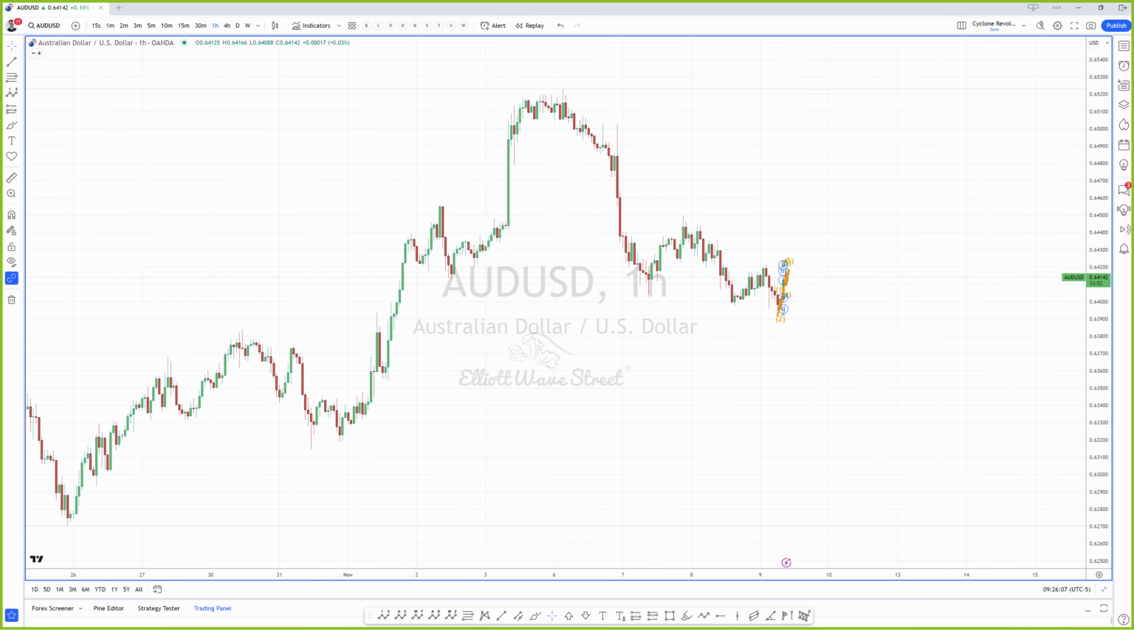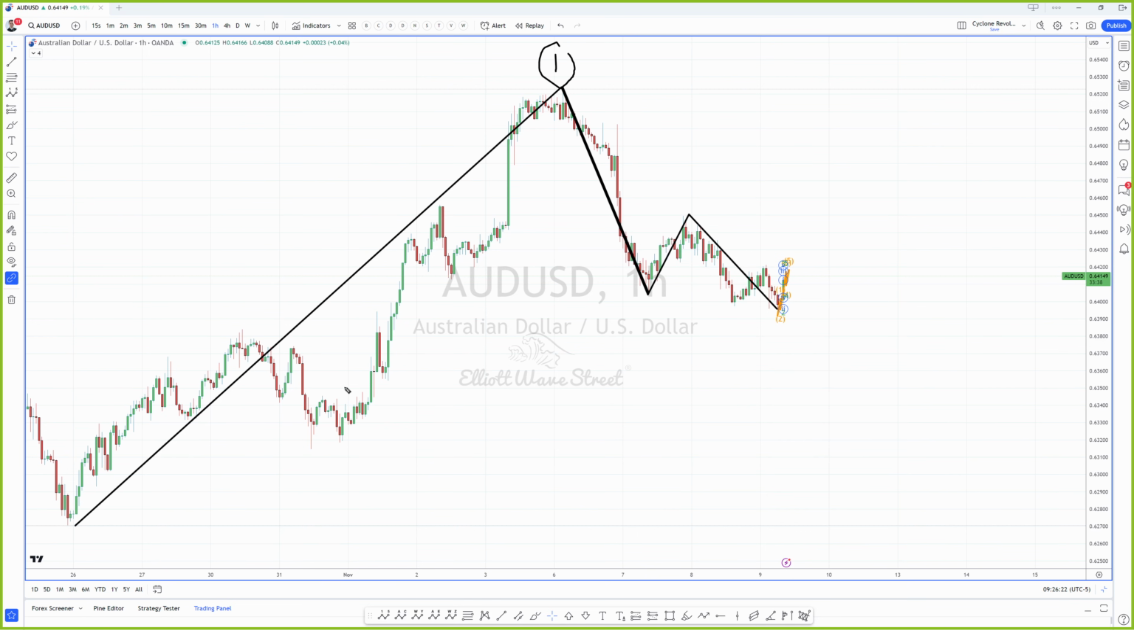So look, the bigger picture analysis on the Aussie is that this will be a second wave. All this is going to be a wave 1, and this is a second wave ABC. Right? So this will be a wave 1. Now you can start seeing the internal waves, right? 1, 2, 3, 4, 5. And this is the 3-wave sequence, ABC.